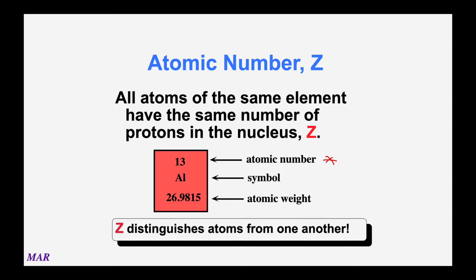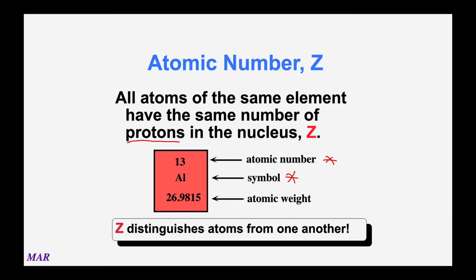So the atomic number for aluminum is 13. And what that means is that all aluminum has 13 protons. Atomic number is literally just equal to the number of protons. All aluminum has 13 protons, and if you have an atom with 13 protons, it's aluminum. So the atomic number goes really well with the symbol, and again, the symbol is just a one or two letter representation for the atom.